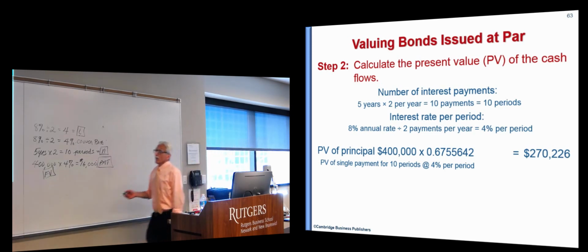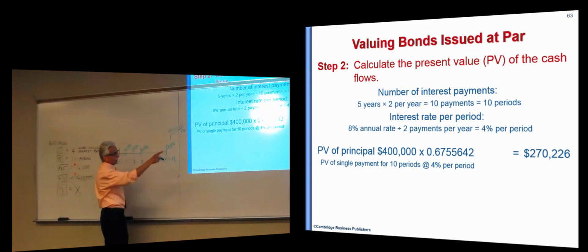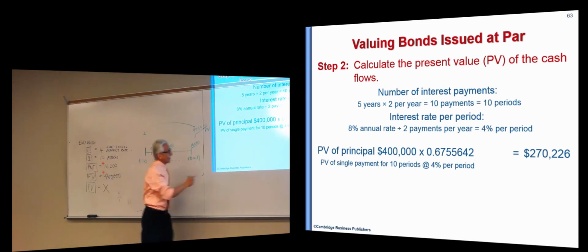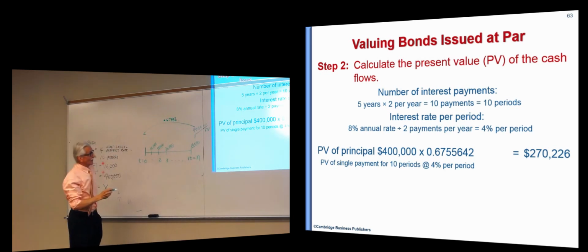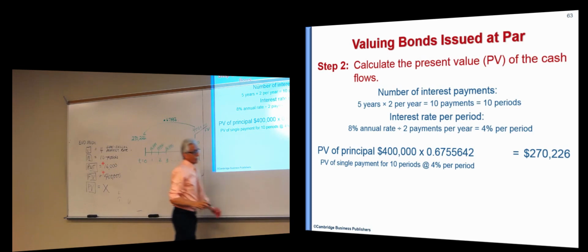Now, as I said, in finance, we're going to be using the formula, so that's 1 over 1 plus i to the n, if you want to use the formula that you actually see there. So if I discount this separately, 0.67, that rounds a little bit more. I wind up with 270,226. That's for the lump sum amount.